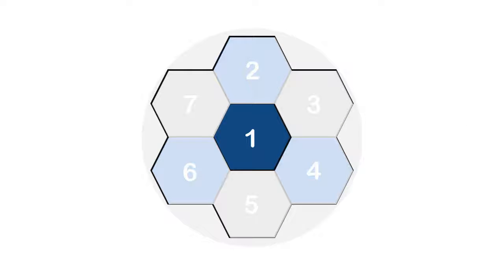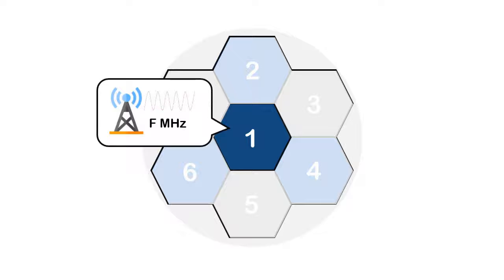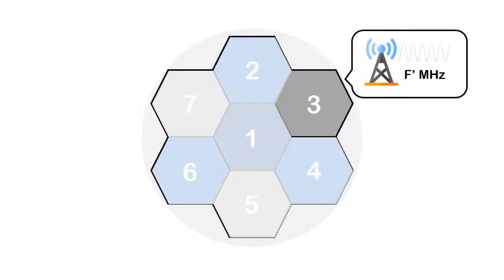If one cell in a cluster is using frequency F, then no other cell within the same cluster can use the same frequency. Since the cluster will be made of 7 hexagons, there need to be 7 different frequency bands allotted to them. But why hexagon?